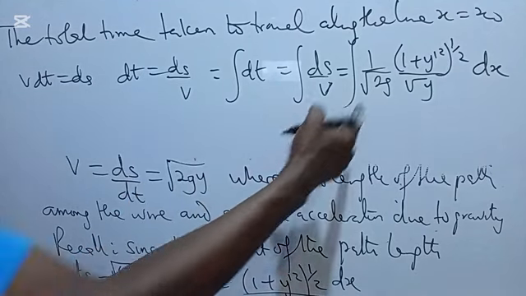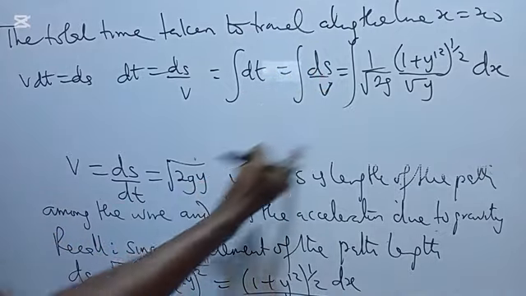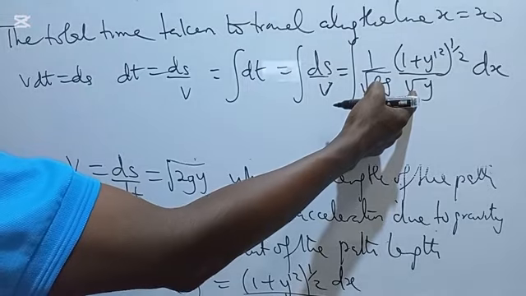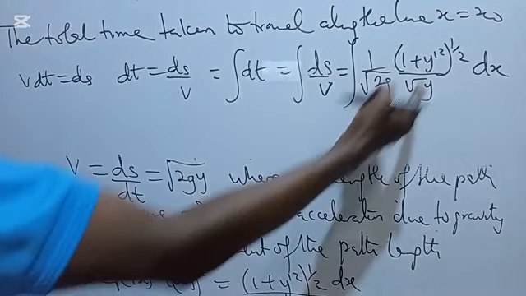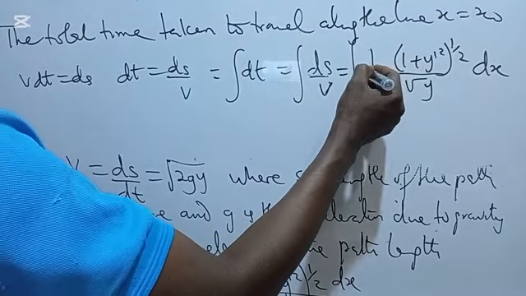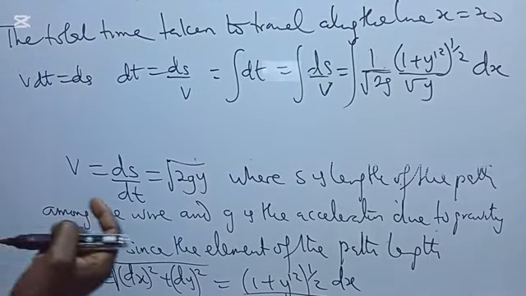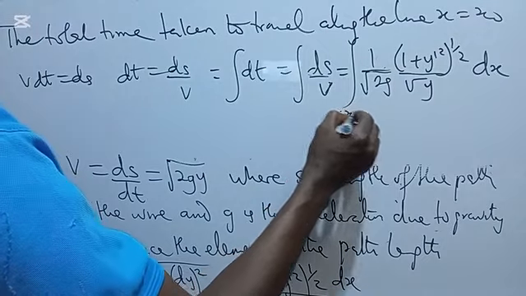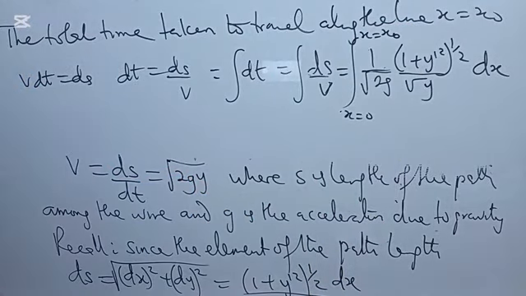You understand now? Now, since v is now a denominator, we have root 2gy here. And ds itself is (1 + y prime squared) raised to the half, dx. So you might decide not to put 1 here if you like, and at the same time, you can still put it. It's the same thing. And don't forget that we integrate from the origin, x equals 0, to x equals x naught.